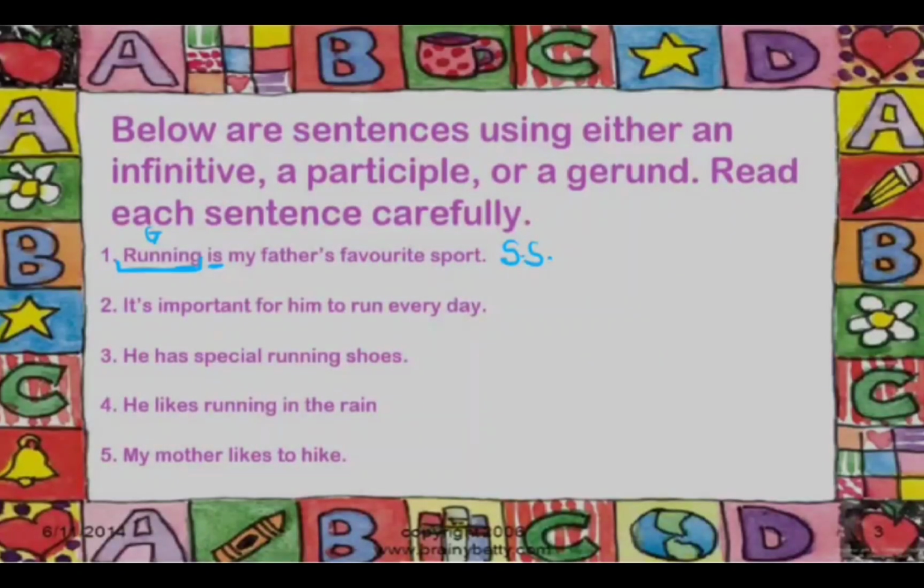Okay. It's important for him to run every day. So here the verb has gone into the contraction form. So this basically means it is. It is important for him to run. We have to run. It is an infinitive. So the only verb in the sentence is the is.